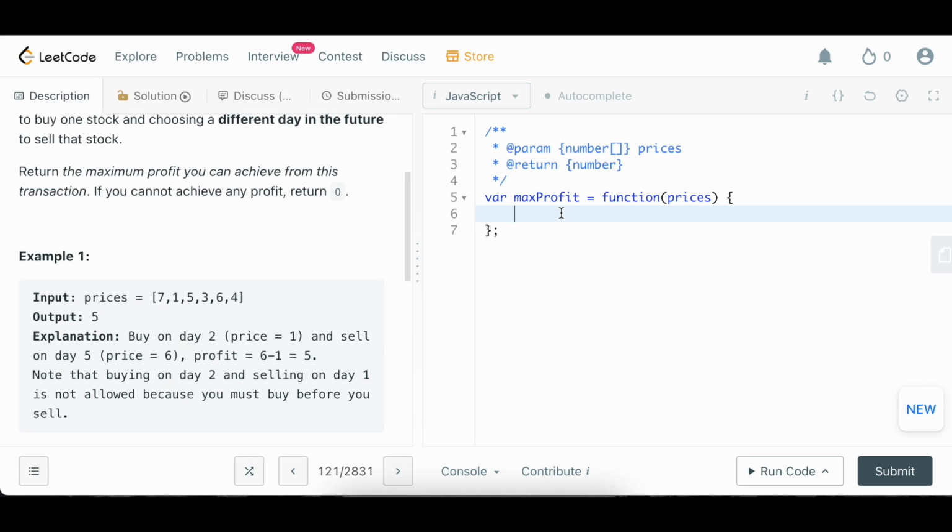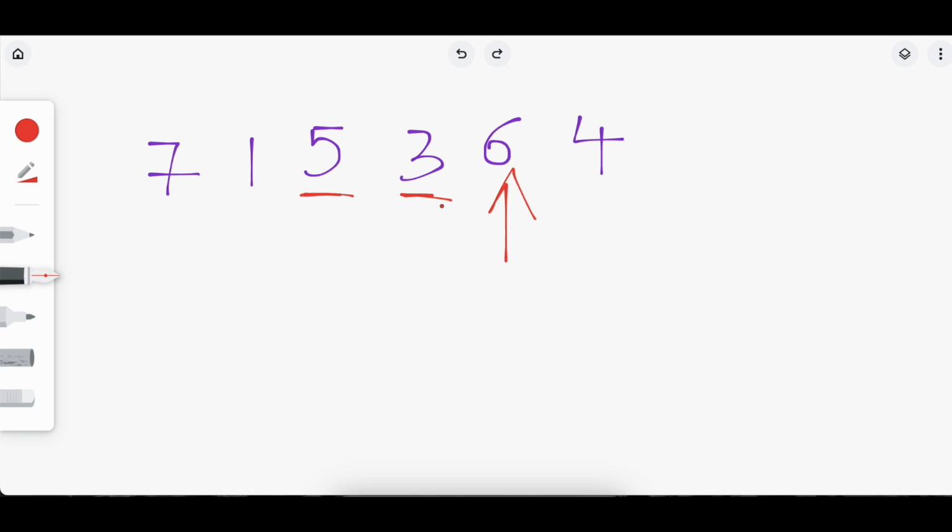Okay, so initially let's assume that our maximum profit is 0, right? And then let's maintain a minimum value, which will let us know at any given point of time what is the minimum value. So for example, if I'm at 6, I need to know what is the minimum value before 6, because that is how I will calculate my profit, selling price minus buying price, which is how I'll get the profit.